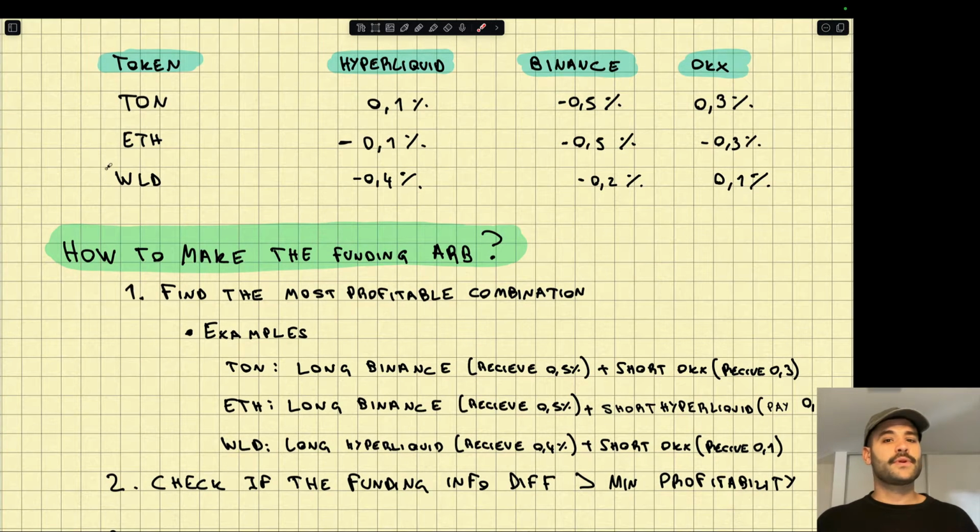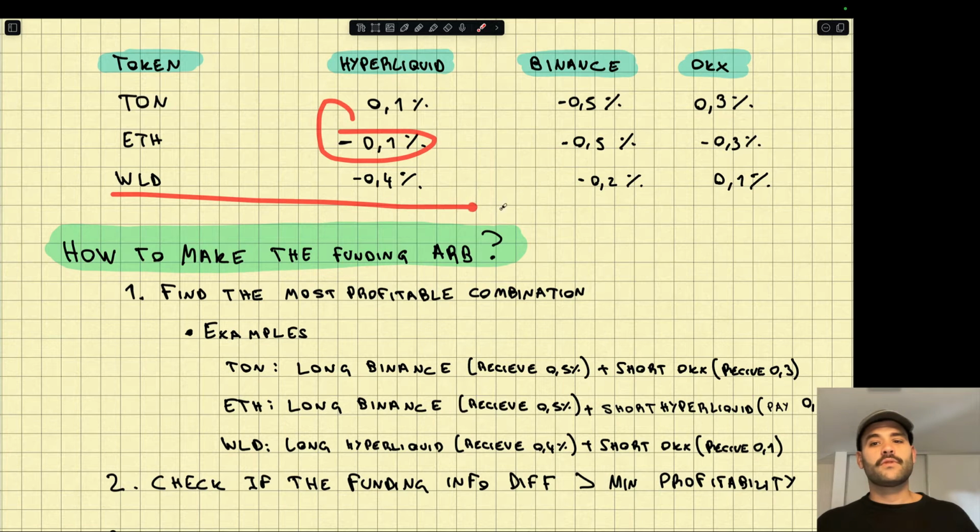Well, the second example is for Ethereum. Here in long we receive 0.5, in long we receive 0.1, in long we receive 0.3. So in this case, all the holders that are getting paid are the longs. So we need to find the one that is paying us more, that is Binance, 0.5, and the one that we pay less if we are holding a short position, in this case Hyperliquid. So as you can see, we're going long Binance and receive 0.5, and we are going short in Hyperliquid and we will need to pay 0.1.